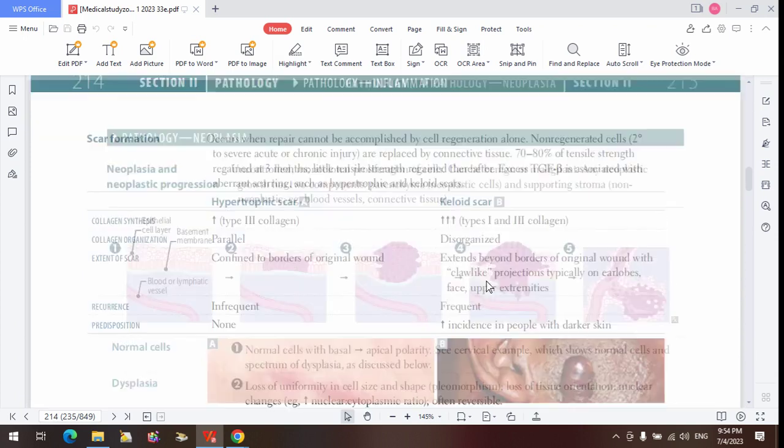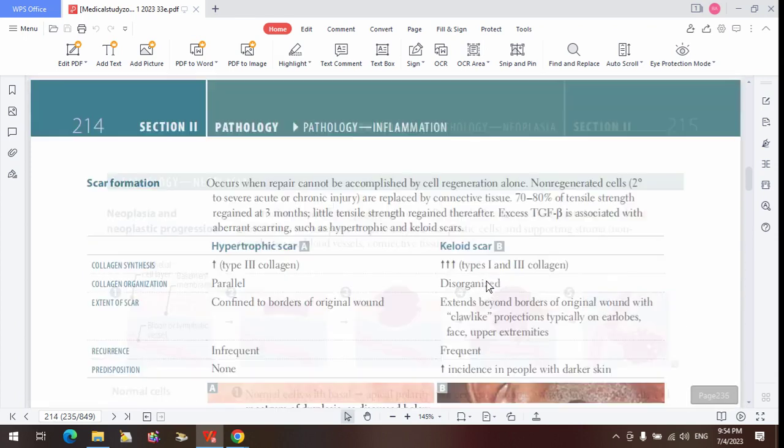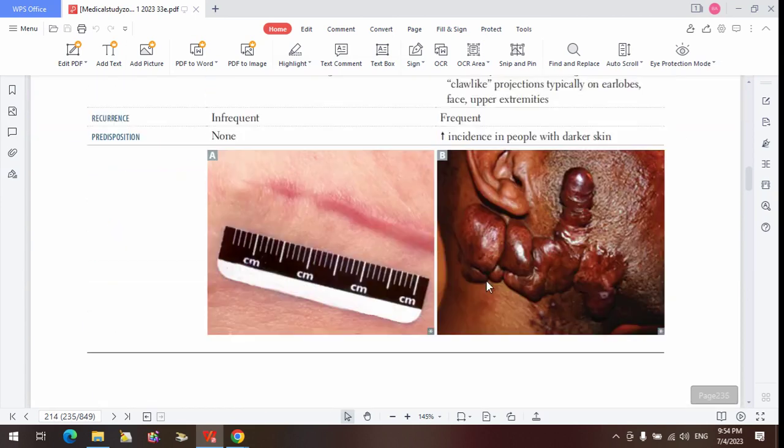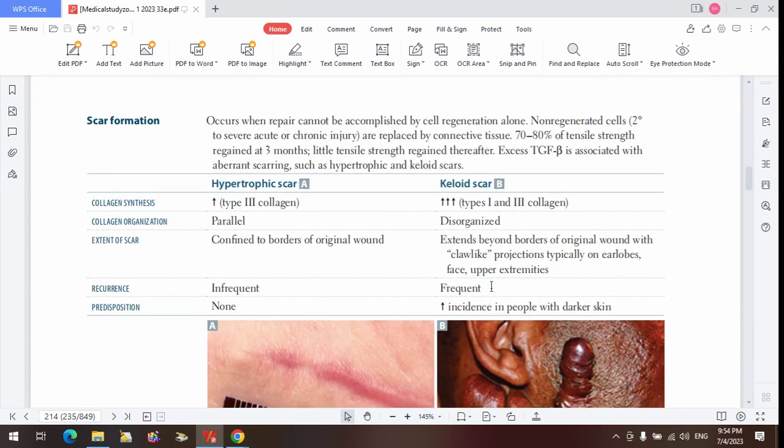So let's just end with scar formation. So we'll start from neoplasia. So very, very straightforward. Scar formation just happens in a tissue where cell regeneration alone cannot initiate the repair.